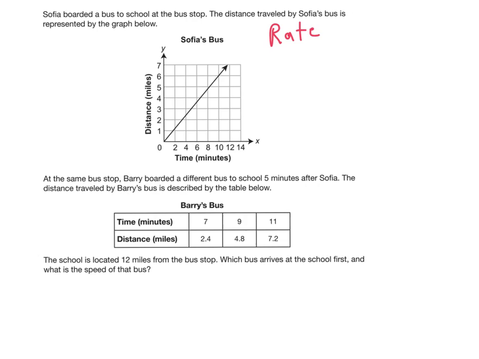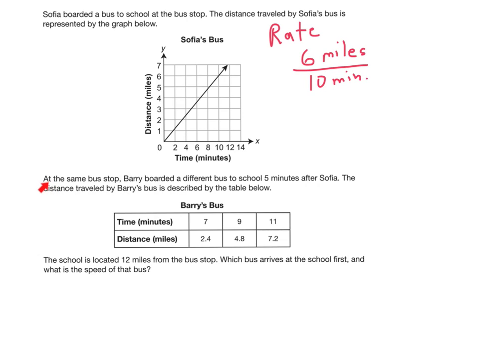So definitely a constant speed, and it looks like the rate for Sophia's bus is constant, and it's basically a distance of 6 miles for every 10 minutes. Now we can just leave it like that for now. We don't have to make it into a unit rate or simplify it. Let's just leave it like that. All right, now let's look at the other bus.